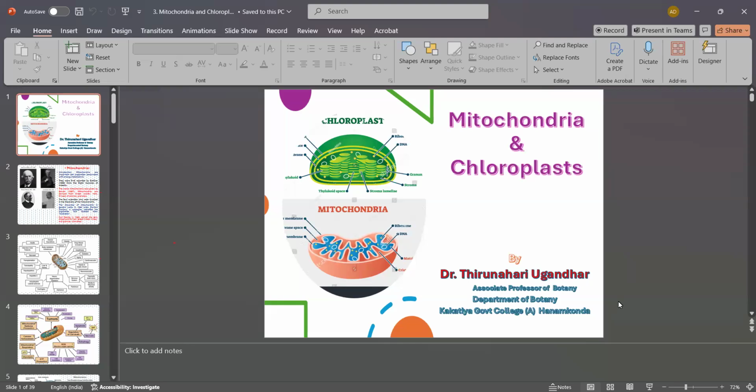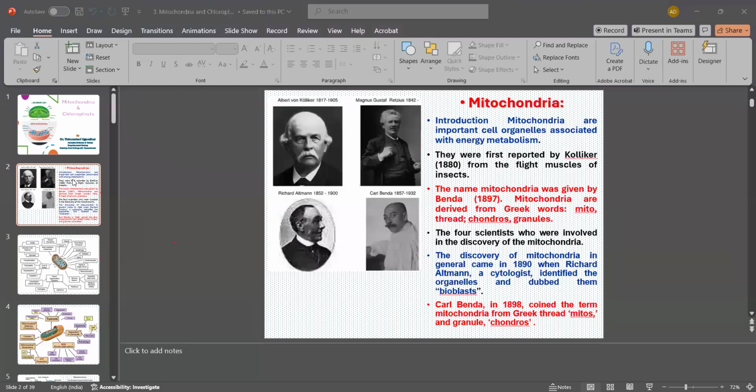So today we are discussing the mitochondria and chloroplast. These two play a major important role as self-autonomous cell organelles. Okay, so these are the mitochondria.